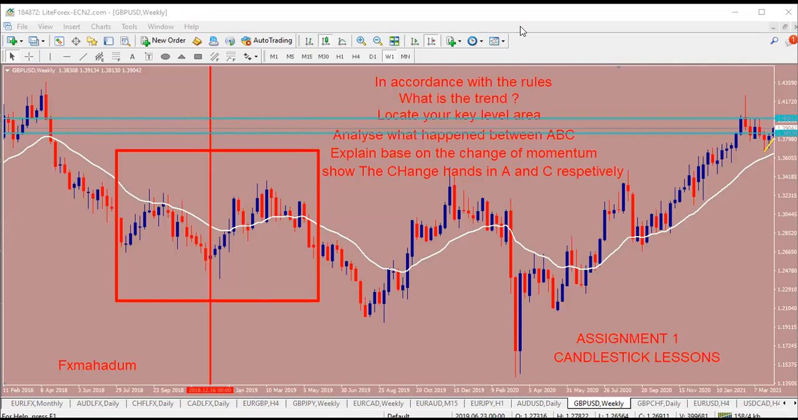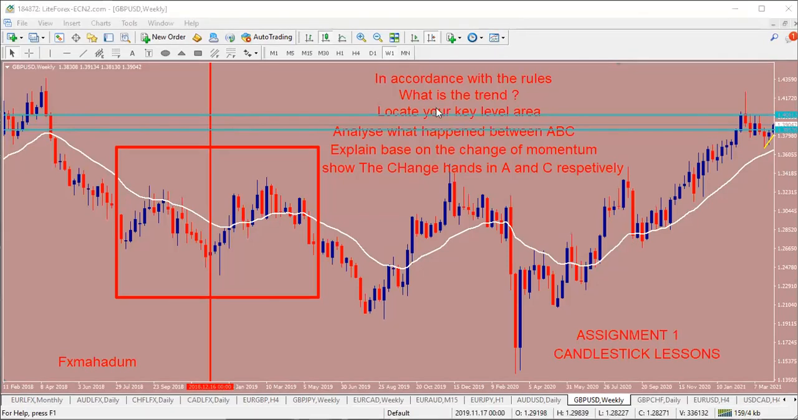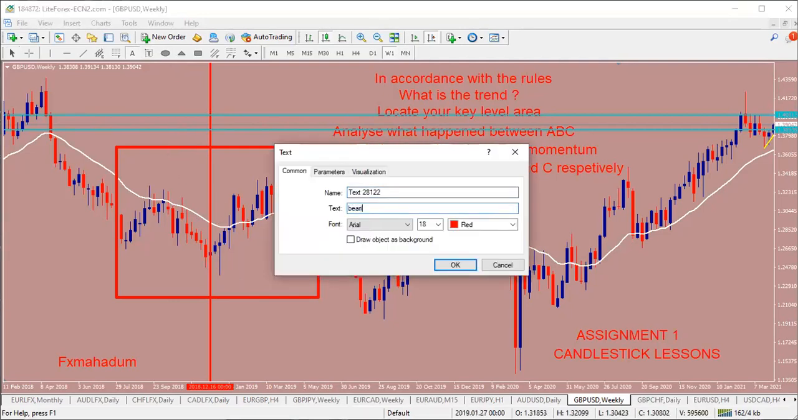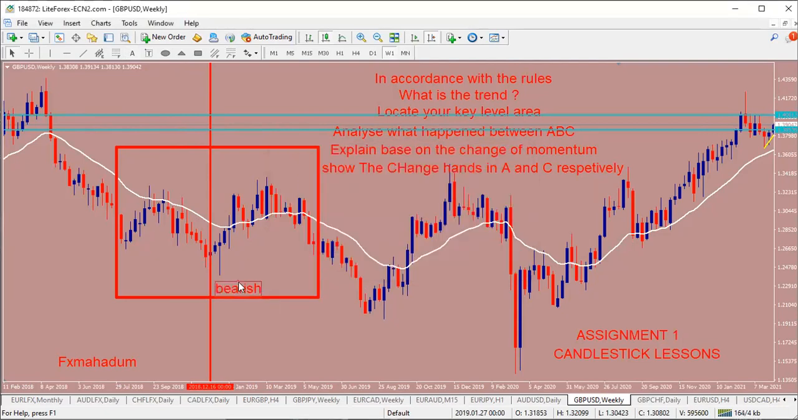All right. Now, the first question here is, in accordance with the rules, what is the trend? So we know generally that the trend is what? The trend is bearish, yeah. Good. Now the trend is bearish here. So now the question is, locate your key level area.